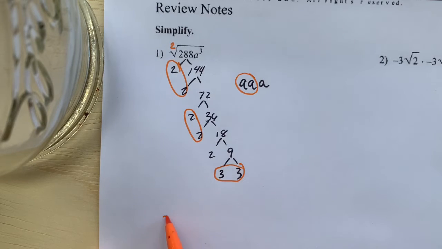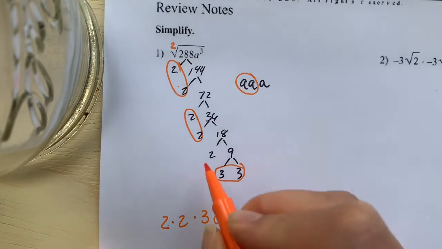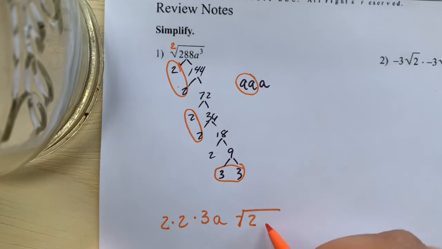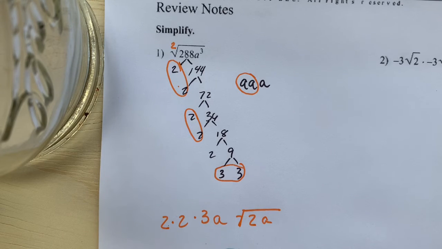So I will have 2 times 2 times 3. That's my groups that I circled. And I have an a. And then inside the square root, I have a 2 and I have an a. We have to finish up this simplification. 2 times 2 is 4, times 3 is 12, a square root of 2a. That's our answer.